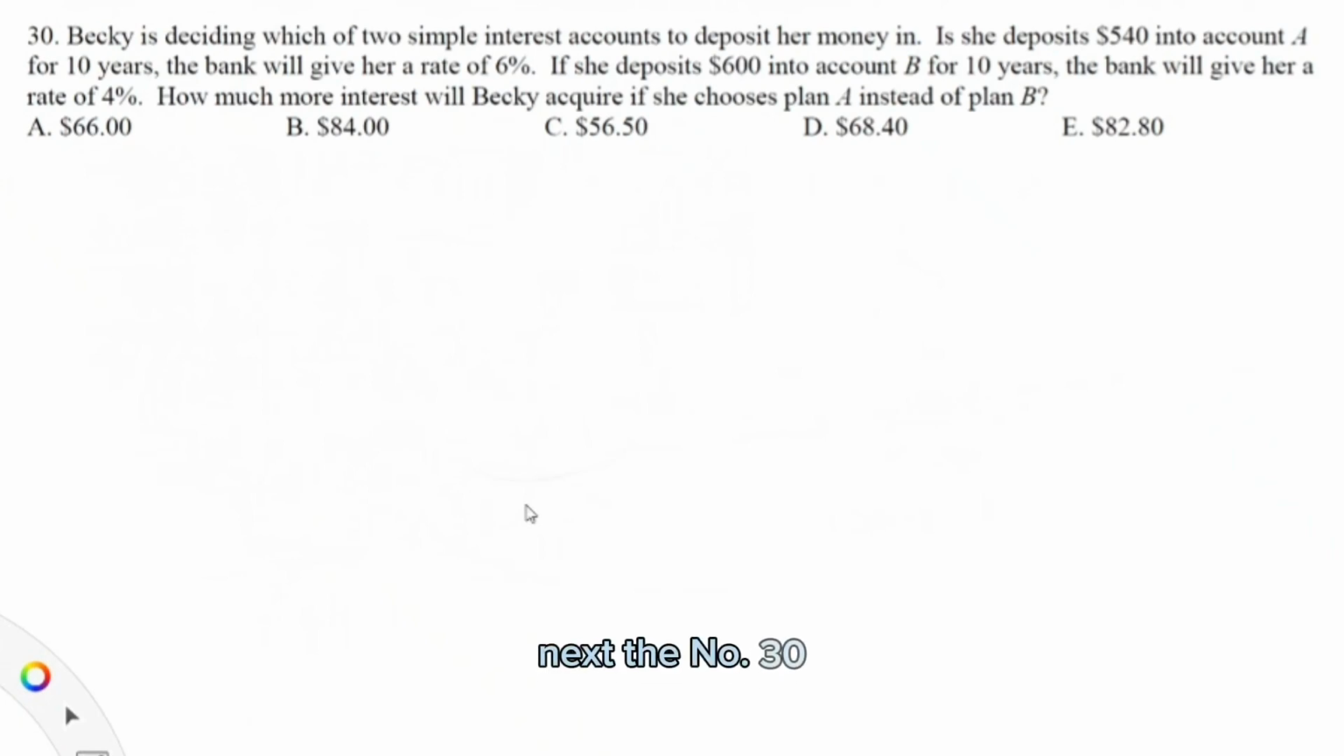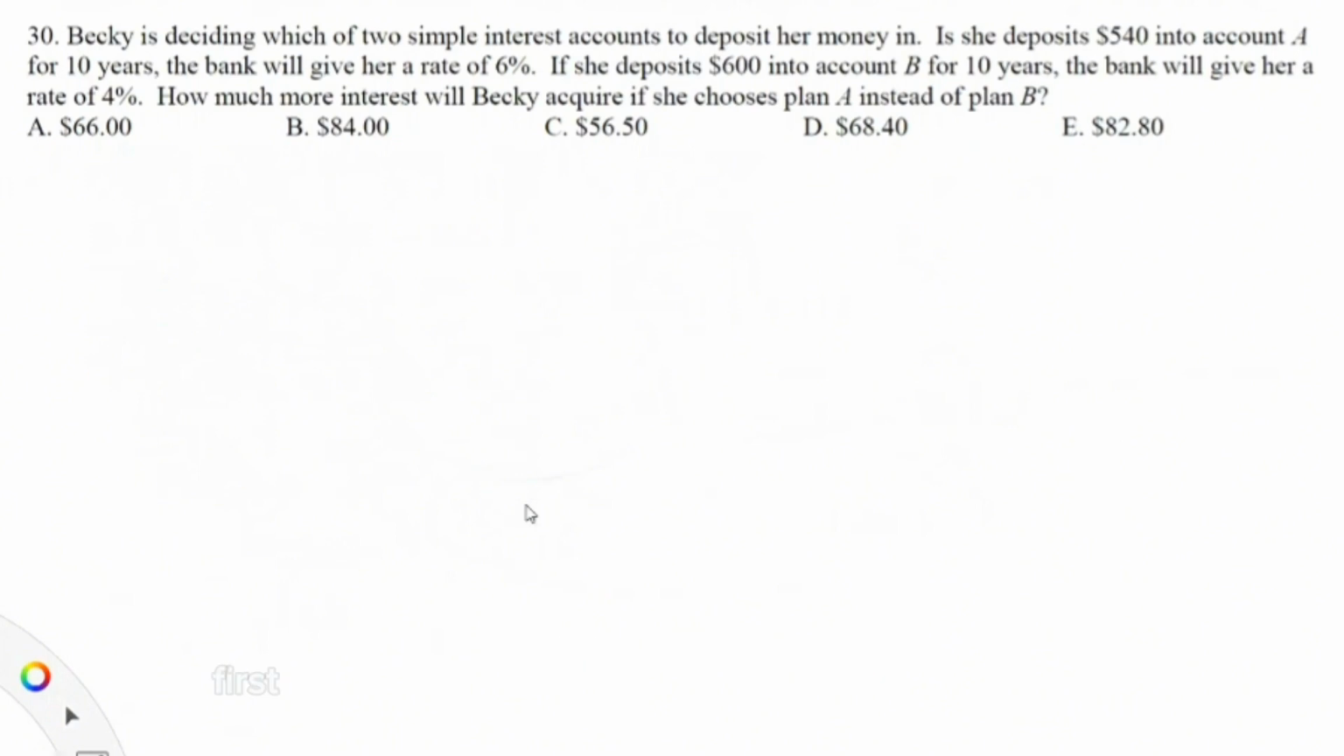Next, number 30. Becky is deciding which of 2 simple interest accounts to deposit her money in. If she deposits $540 into account A for 10 years, the bank will give her a rate of 6%. If she deposits $600 into account B for 10 years, the bank will give her a rate of 4%. How much more interest will Becky acquire if she chooses plan A instead of plan B?